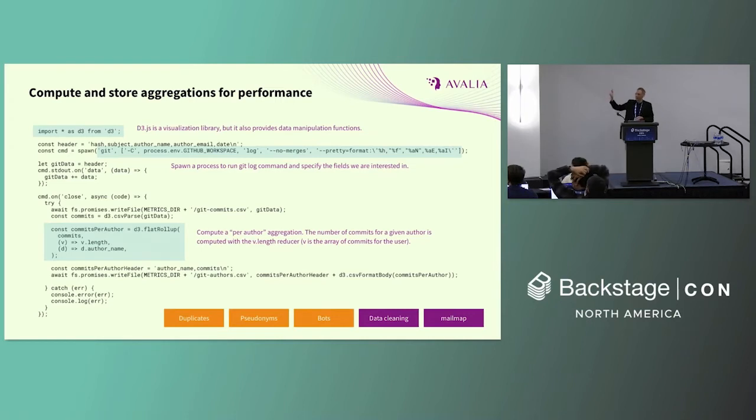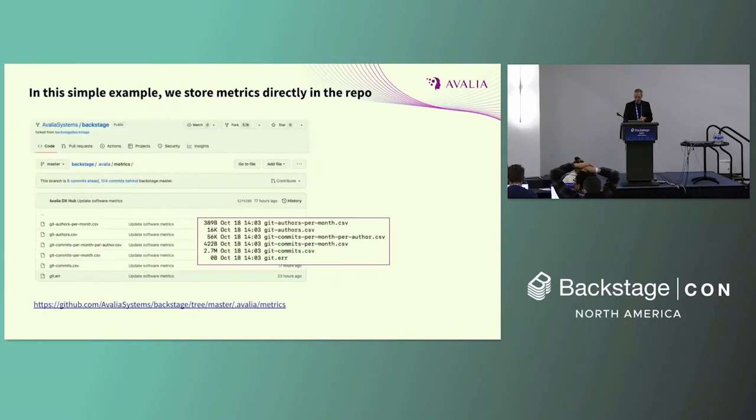This is a very simple example. In this case, I don't do any processing, so be aware that the data in Git is never really clean. You always have pseudonyms, you always have duplicates in the author names. So if you want to do a proper software analytics pipeline, these are things that you need to improve and to integrate.